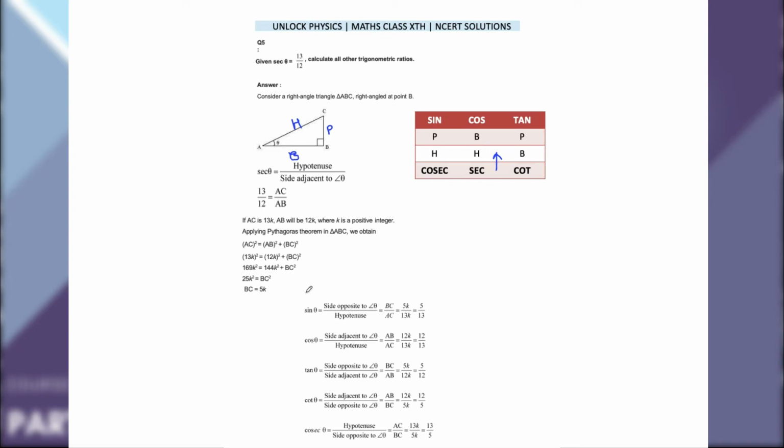Now we know that sine theta is perpendicular upon hypotenuse, cos theta is base upon hypotenuse, tan theta is perpendicular upon base, cosec theta is hypotenuse upon perpendicular, sec theta is hypotenuse upon base, and cot theta is base upon perpendicular. So we find all the other trigonometric values. We have computed all the lengths of this right angle triangle. We keep them in each of these formulas and we get all the values, as you can see them on the screen.